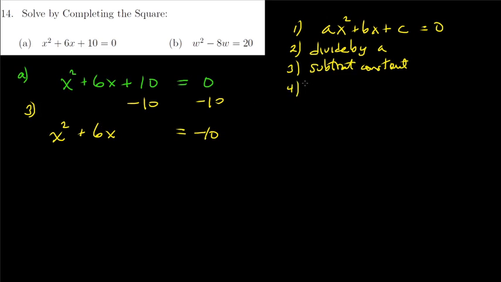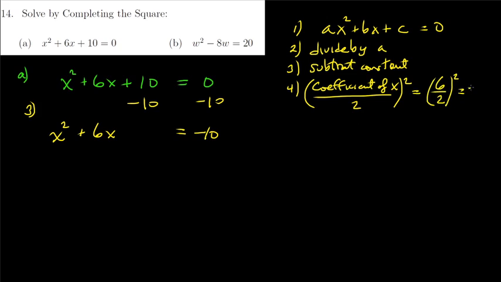Step 4, take the number in front of the x, the coefficient of x, cut it in half or divide it by 2, and then square it. So in this case, we have 6 divided by 2 squared. Well, 6 divided by 2 is 3, and 3 squared is 9. So what do we do with that 9? We're going to add that number, 9, to both sides. Oh, so I think that's step 5. Add 9 to both sides.